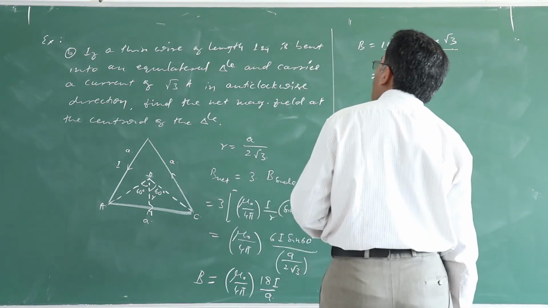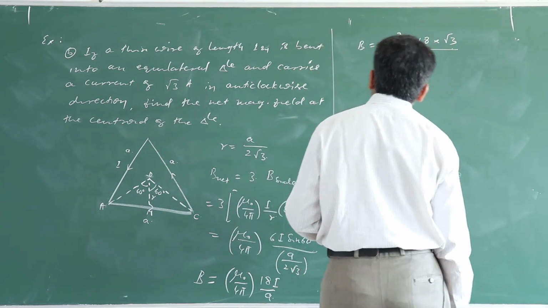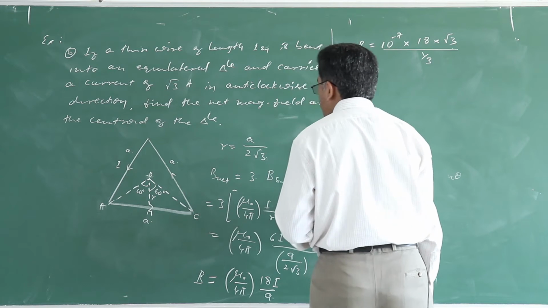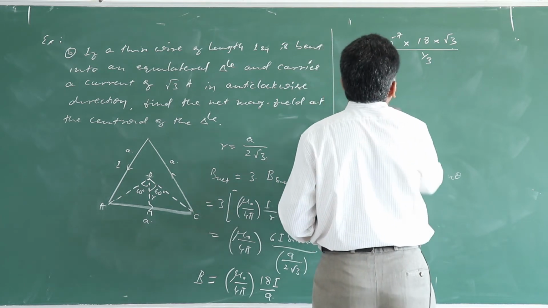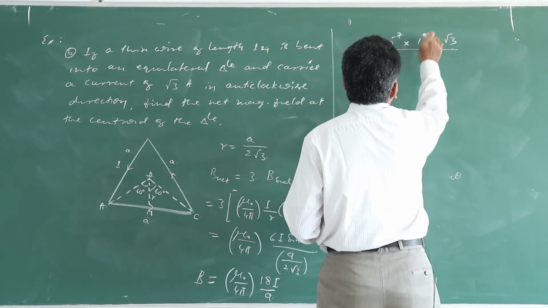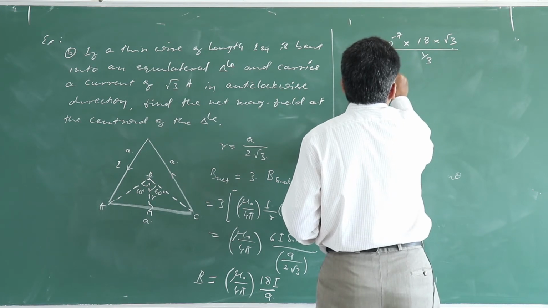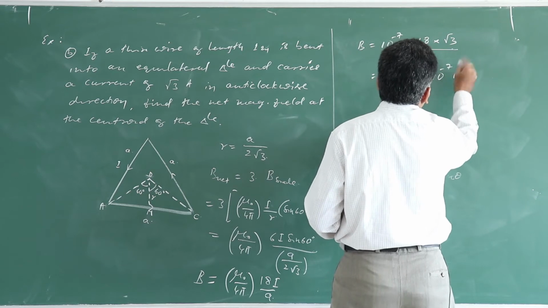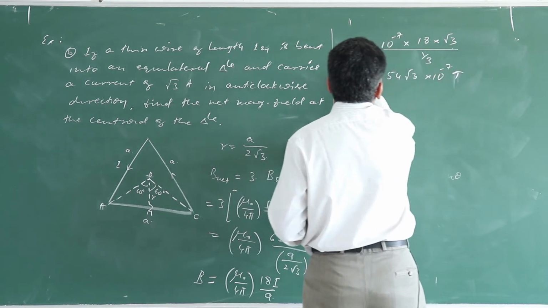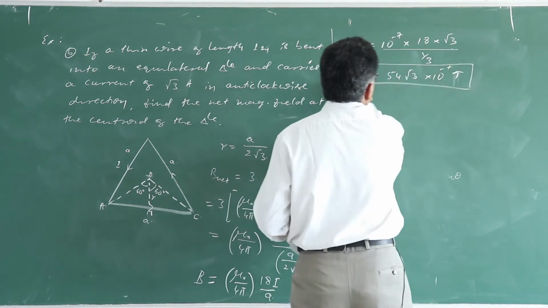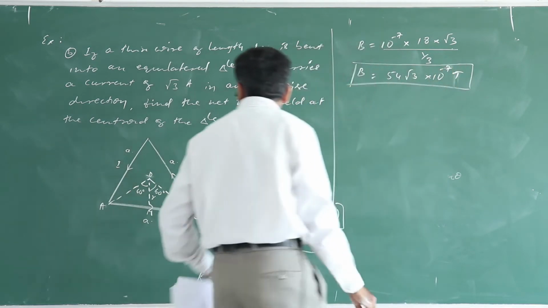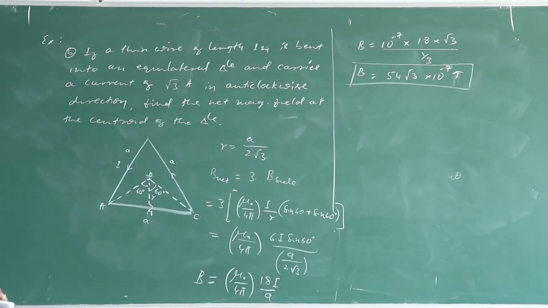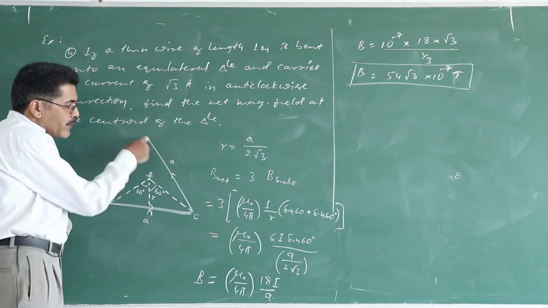A wire of length 1 meter. Therefore it is 1/3 of it. So when you substitute that, you are going to get 54 into root 3 into 10 raised to minus 7 Tesla. See, this is the magnetic field at the centroid, the magnetic field at the center, because the length of this wire is 1 meter.